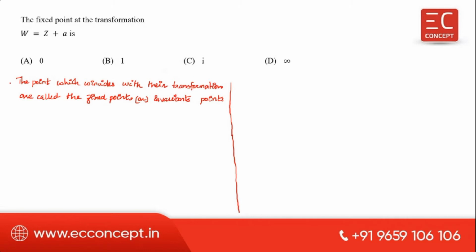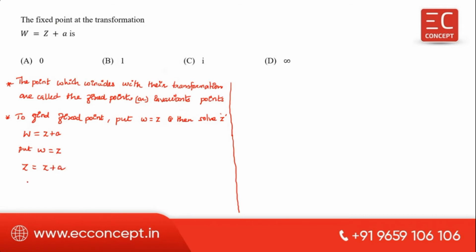Okay. Now to find a fixed point, what we can do is put W is equal to Z and then solve for Z. The transformation given is W is equal to Z plus A. So here put W is equal to Z. Therefore Z is equal to Z plus A. Therefore, A is equal to 0. We are getting A is equal to 0. Okay.